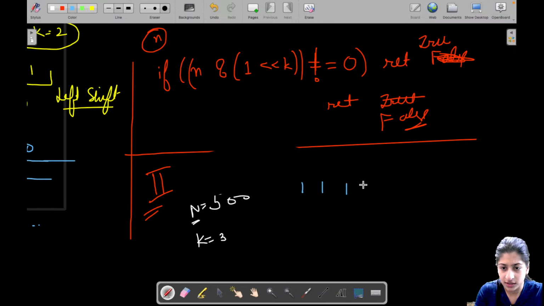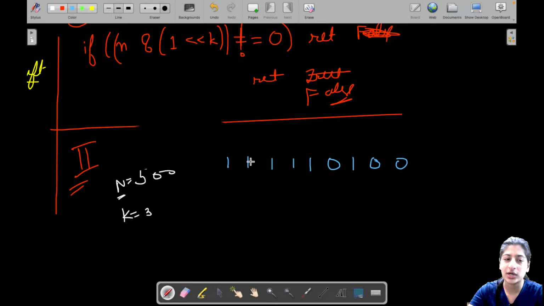1 1 1 1. How many times? 1 2 3 4 5 times 1. Then you have 0, then you have 1 double 0. This is the binary representation of 500. So in my second method, what I am trying to do, I am basically trying to do bitwise. Let me show you, just a second.